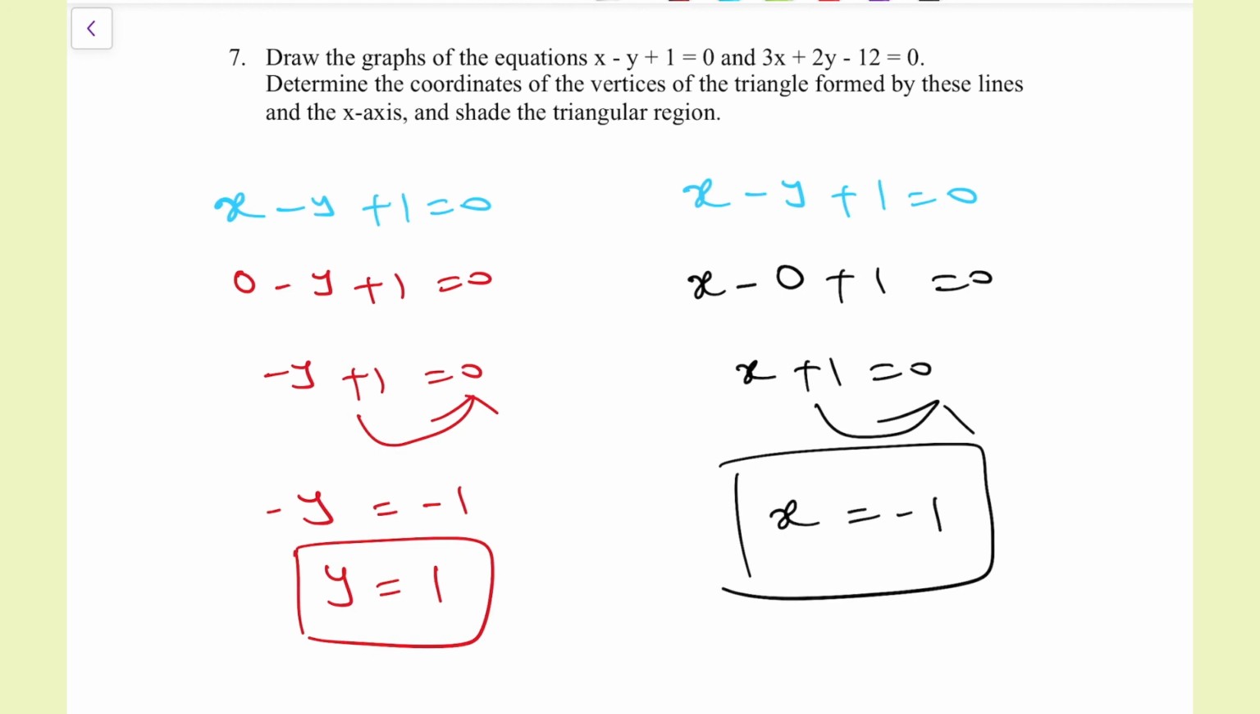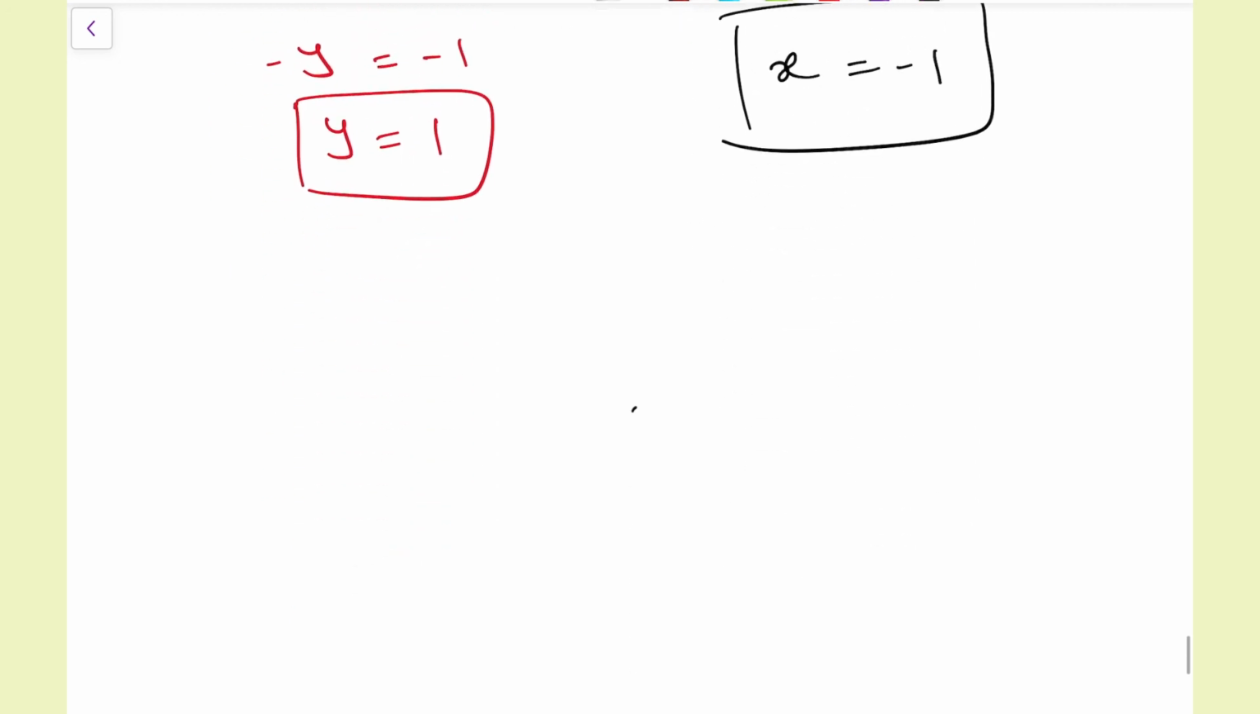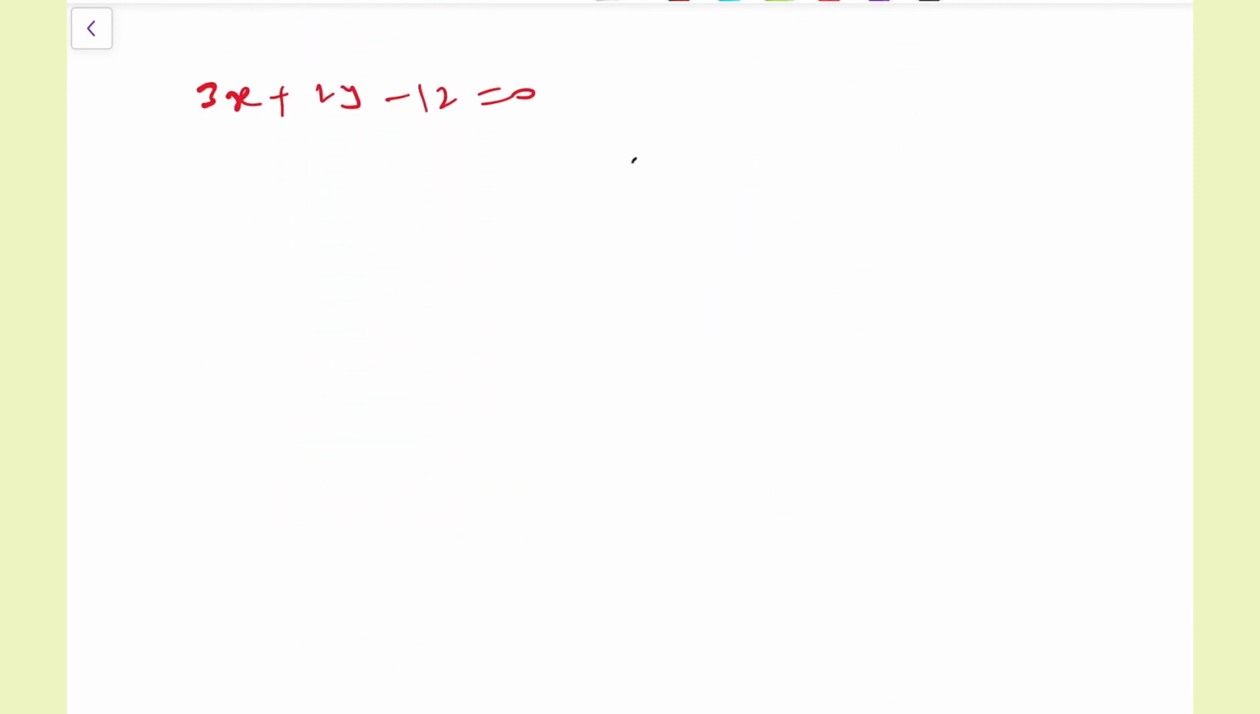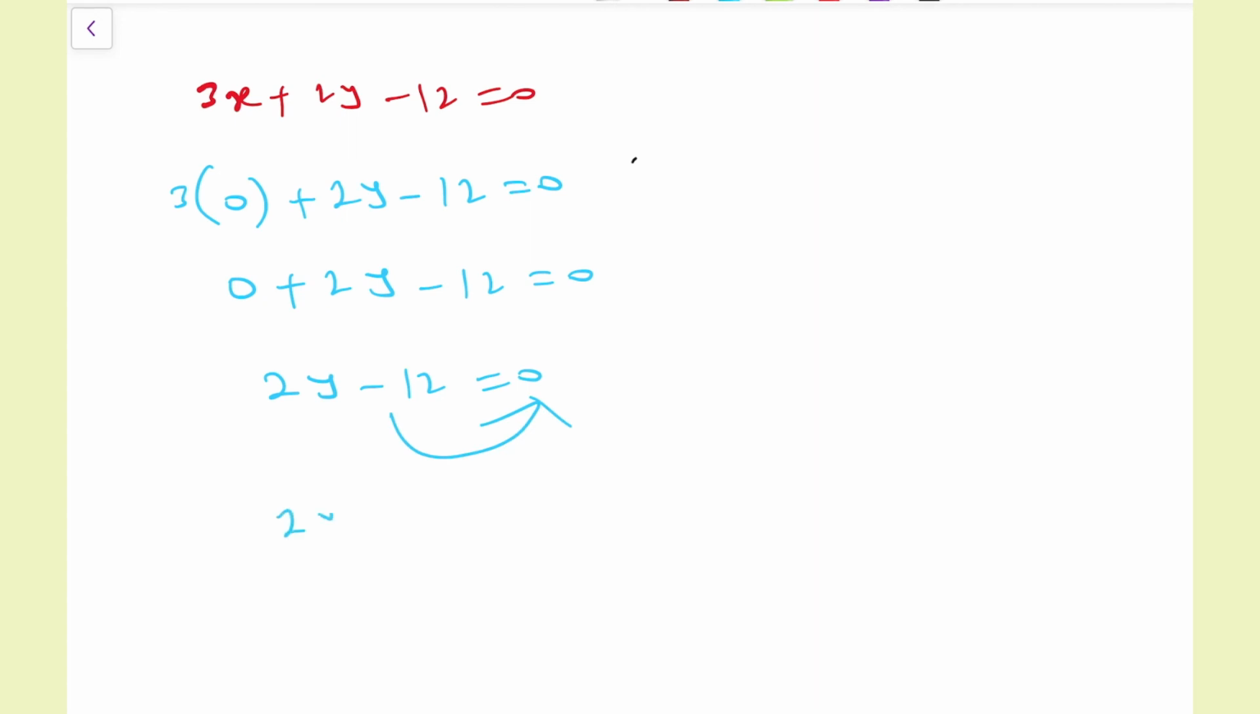Now taking the second equation, 3x plus 2y minus 12 equals 0. Let me check again. 3x plus 2y minus 12 equals 0. Now in the place of x, first I am keeping 0. 3 into 0 is 0, plus 2y minus 12 equals 0. 0 is not necessary, so I am removing it. 2y minus 12 equals 0. Take minus 12 to the right side. 2y equals 12. Then y value will be 6.